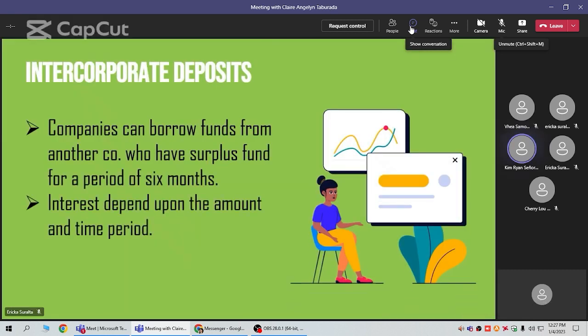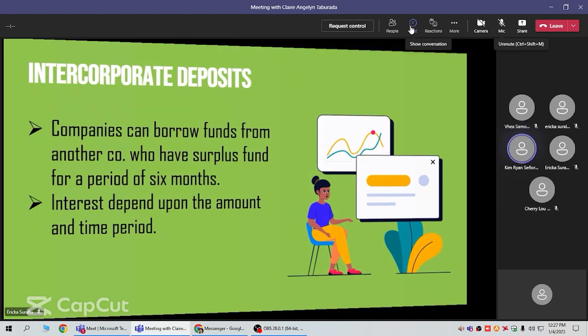So, intercorporate deposits. Companies can borrow funds from another company that has surplus funds for a period of 6 months. So, interest depends on the amount and time period. So, the companies can manghulam og capital sa ilang other nga kanang transaction nga para sad mapunan ilang kapital. So it depends sad kung pila ang interest nga ilang mabayran.